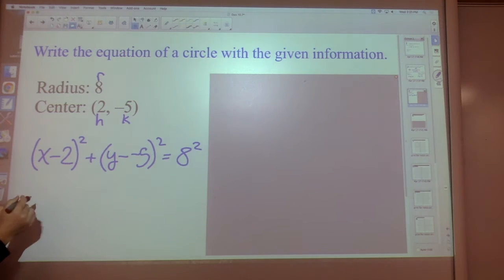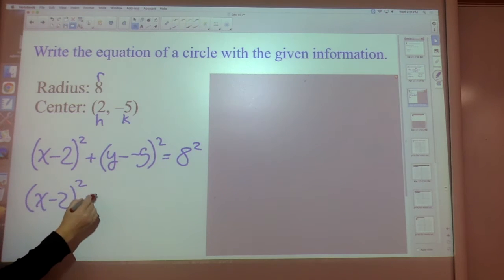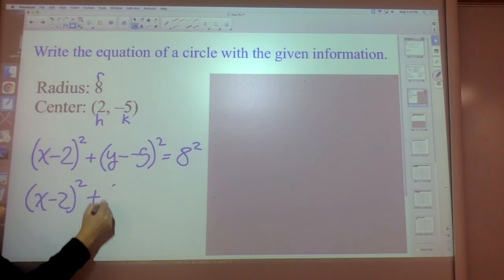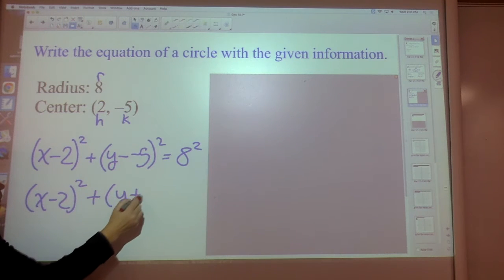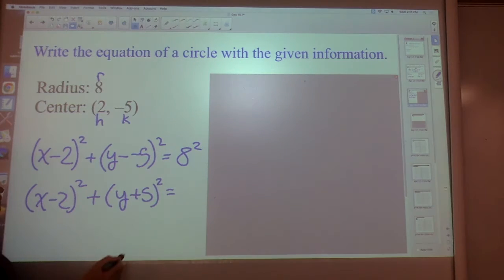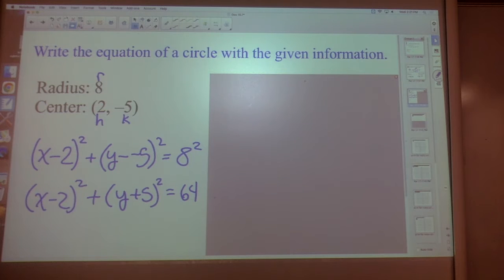That is pretty much standard form, but we're going to clean it up. Of course, you'll never write two negatives, so we're going to go (x minus 2) squared plus (y plus 5) squared, because minus a negative is a positive, equals 8 squared, which is 64. Take a look at this.